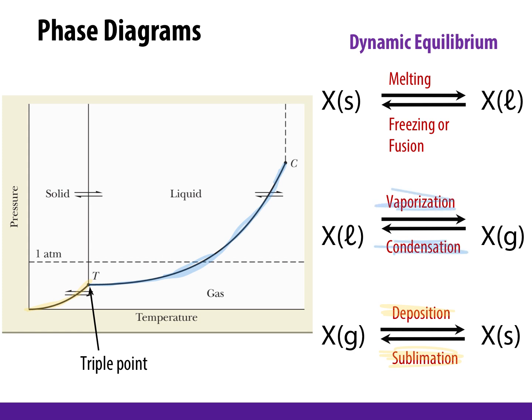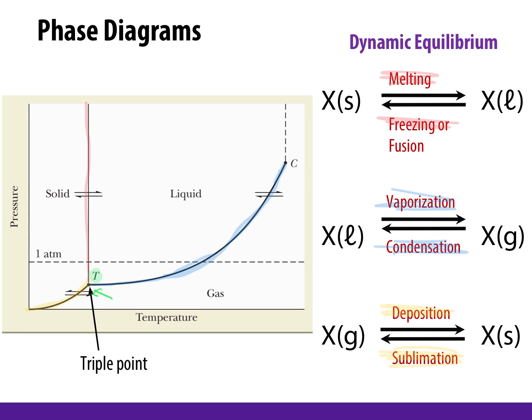And similarly for the solid-liquid line here, that's showing where freezing or melting occur. Now, the other two key points on this graph are this T here. That T is referring to the triple point. So the triple point is right down here.